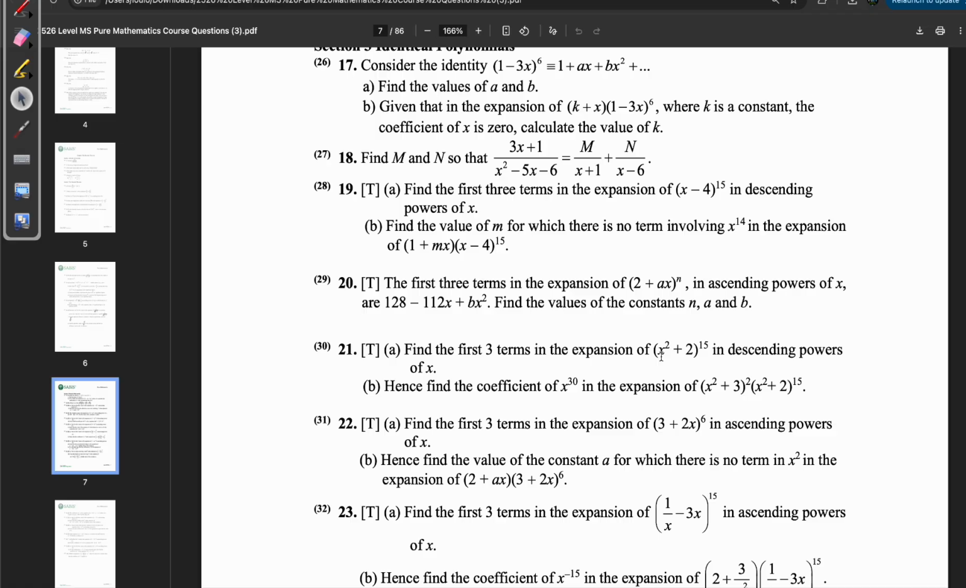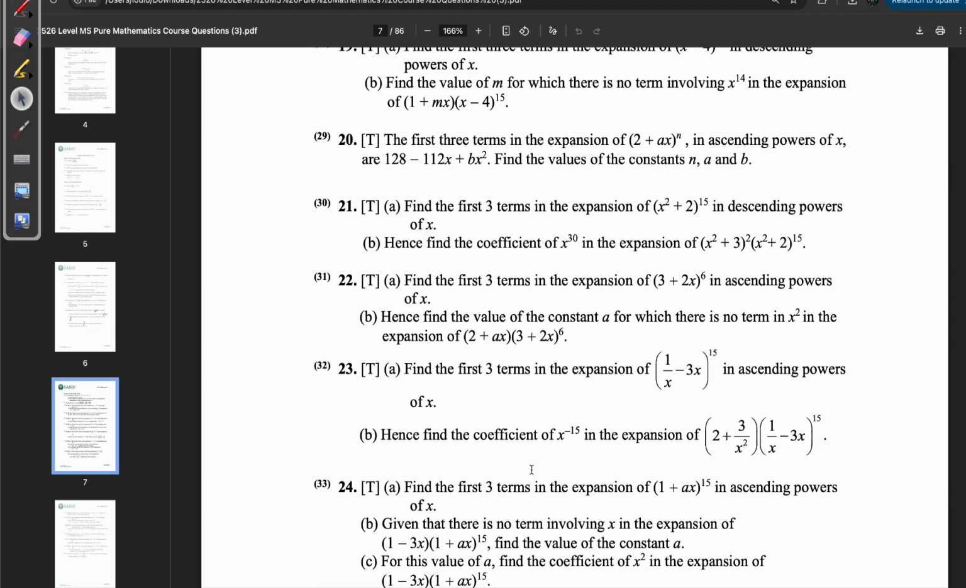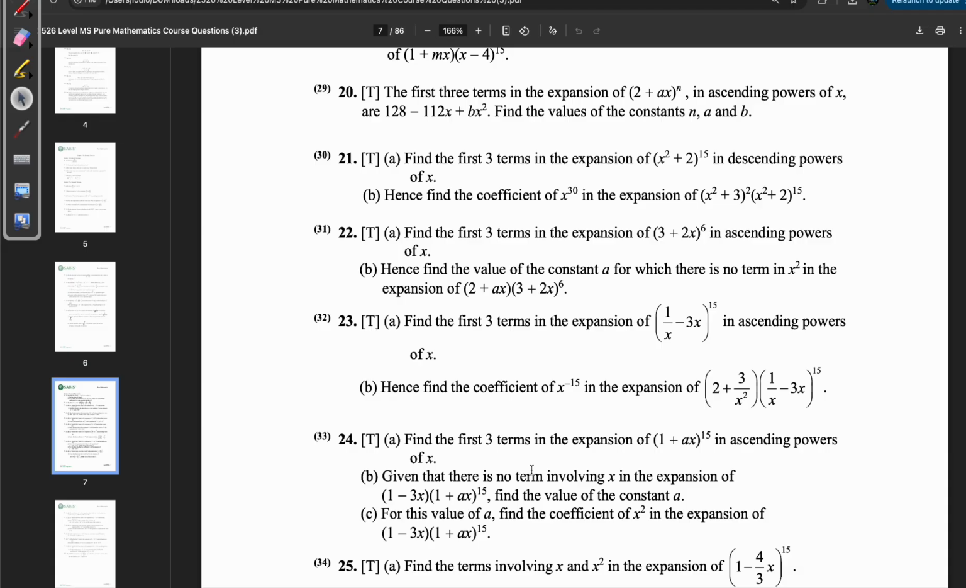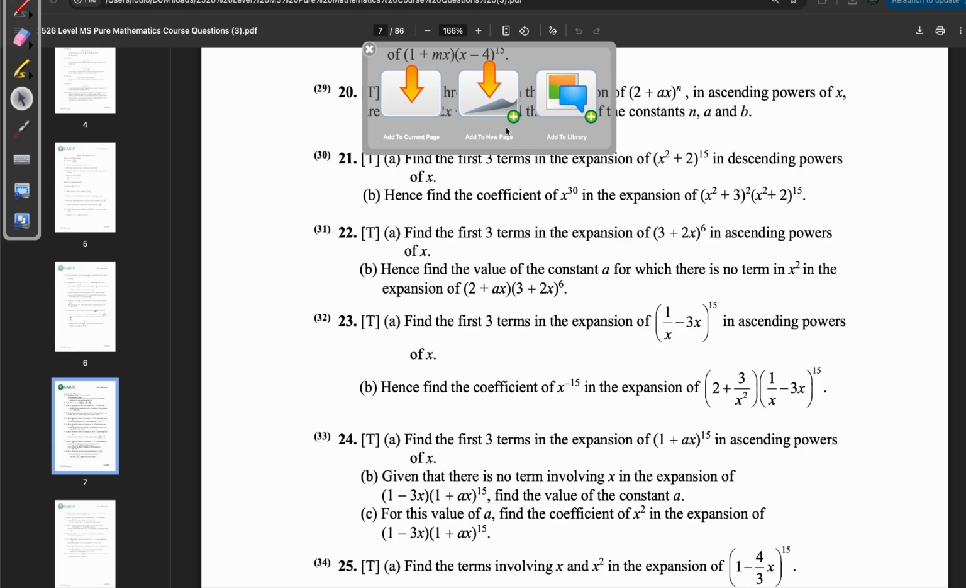Okay, now we move on to question 22. Find the first three terms in the expansion of 3 plus 2x to the 6 in ascending powers of x. Hence find the value of a constant a, for which there is no term in x squared in the expansion of 2 plus ax into 3 plus 2x to the 6. Again, it's basically like part A.